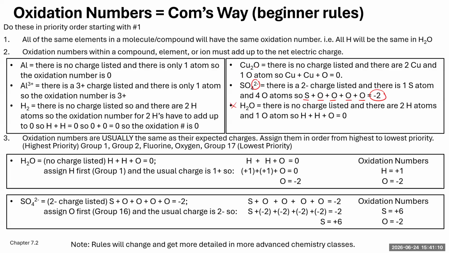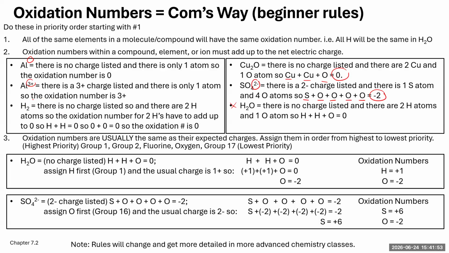Copper 1 oxide. There's no charge listed, so the 2 copper atoms and the 1 oxygen atom have to add up to 0. And again, I'll go through some examples. Aluminum, there's no charge listed. There's only 1 atom, so the oxidation number has to be 0. Aluminum 3 plus, there is a 3 plus charge. There's 1 atom, and that atom has to add up to 3 plus, so it has to be +3.